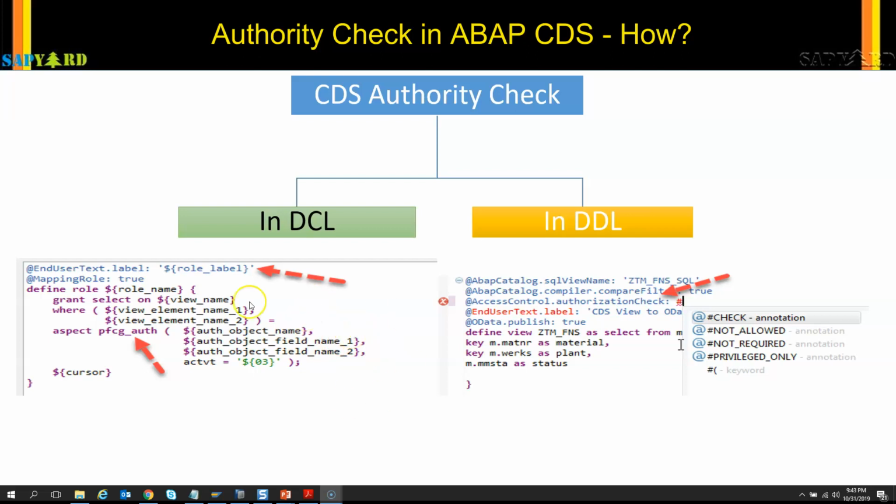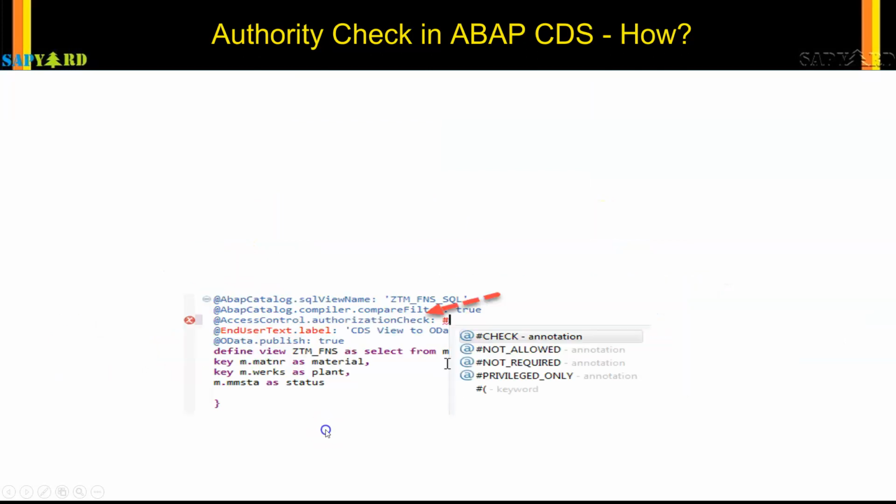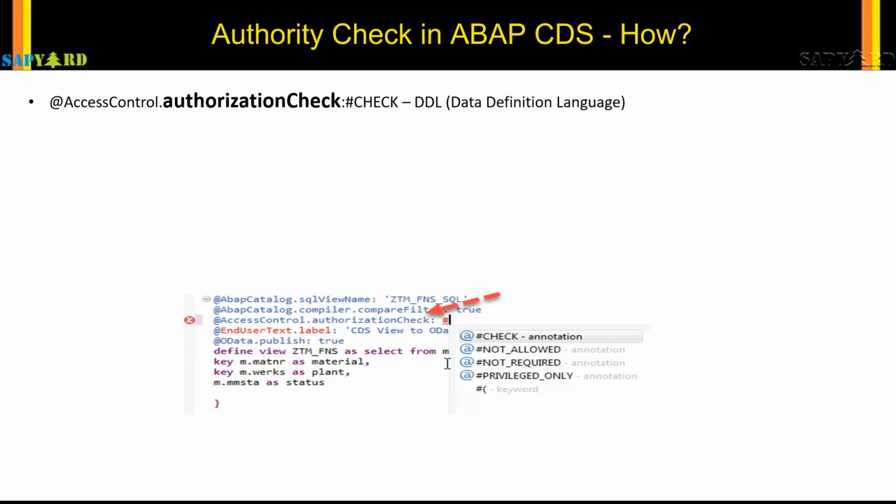Okay, don't worry, it's a little confusing, but when we do the exercise, I'll show you how to create a DDL, meaning how to create a CDS view. Then we will learn how to create a DCL, that means how to create an access control, and then how to use this syntax to link the access control to a particular CDS view. Let's go to the next slide. So this we have already said. This is part of the data definition language. The authorization check annotation is part of the data definition language.